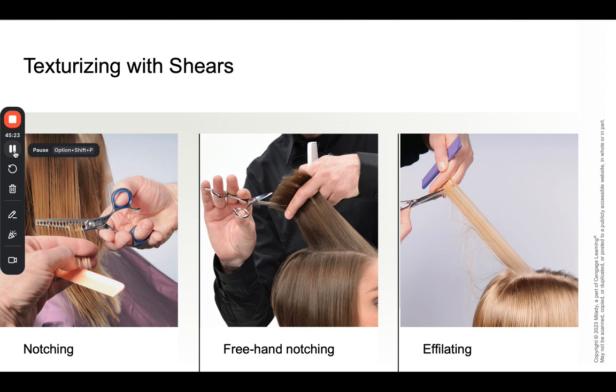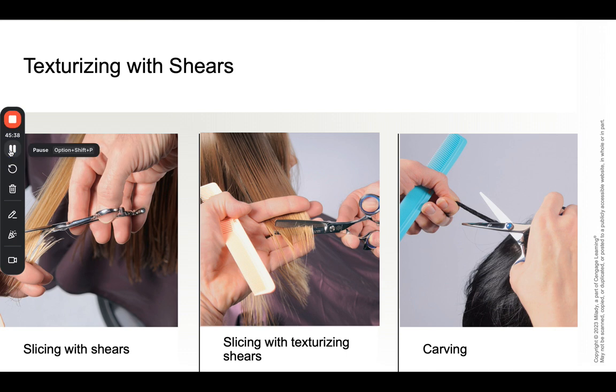You can also do freehand notching with your shears with the same motion as point cutting, and we can also do effilating with our shears. Effilating is when you're taking the shears from the ends of the hair towards the scalp to create texture in that manner. We can also slice with our shears, and we can also slice with our texturizing shears. With slicing, you are basically removing weight and adding movement throughout the hair length.